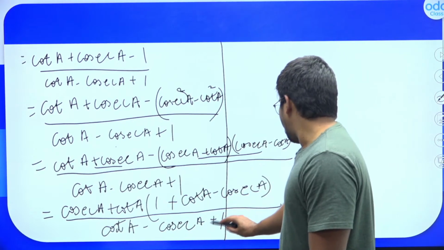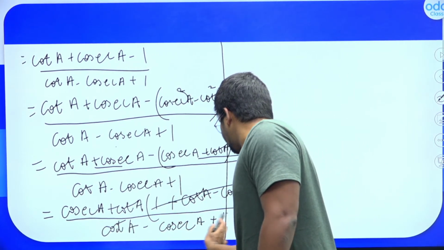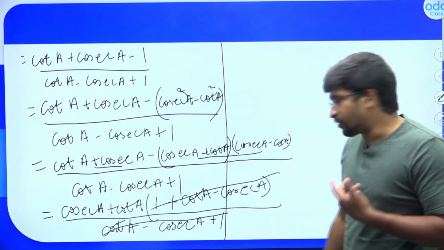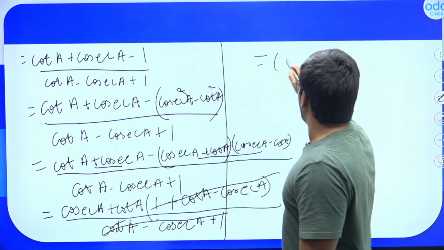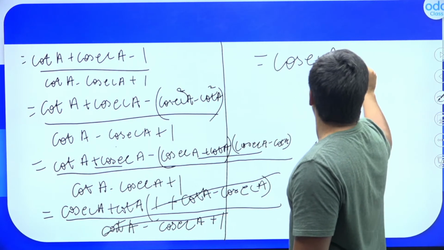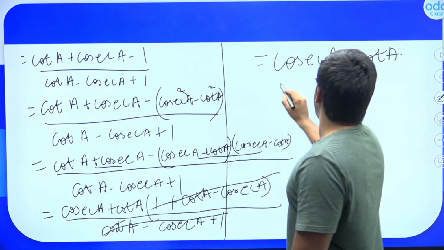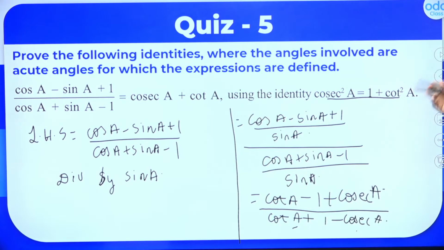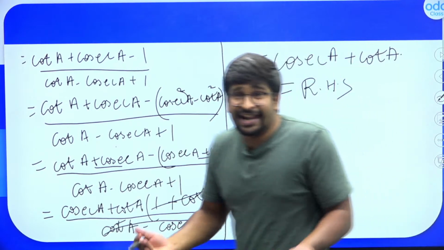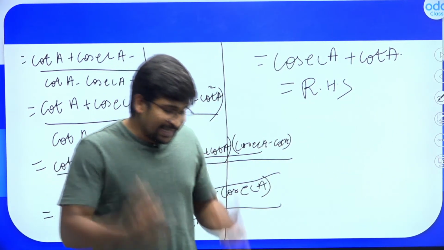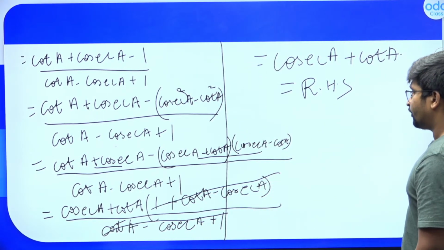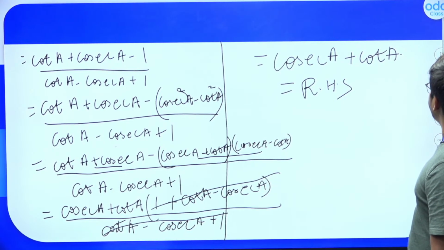This cot A minus cosec A plus 1 is present in the numerator also. So both cancel off. 1 plus cot A minus cosec A, 1 plus cot A minus cosec A cancels. What are we left with? We are only left with cosec A plus cot A. Isn't it the same as RHS? Yes or no? This is what was supposed to be proved. Hence, LHS is equal to RHS. I hope it is clear to each and everyone present here. Try to solve this question multiple number of times. Okay? So, cosec A plus cot A is RHS.